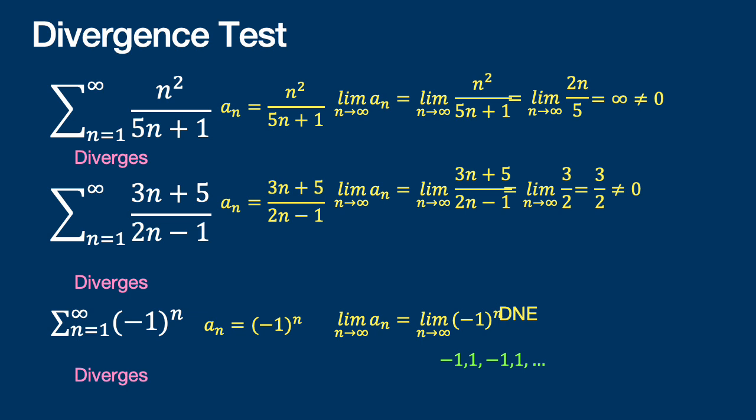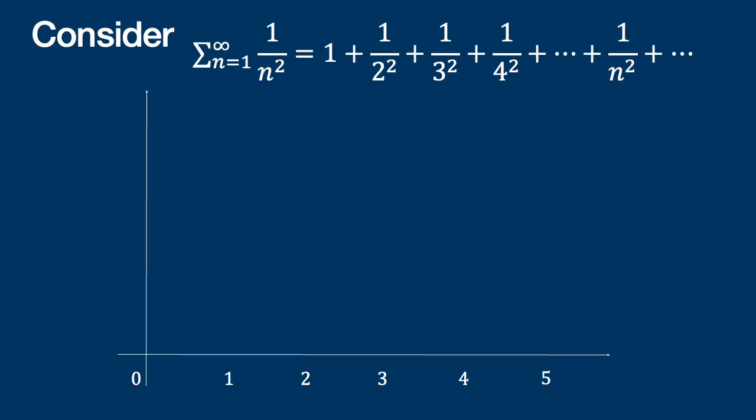So the divergence test gives the idea that the series is going to diverge if the limit of the sequence is not 0. I emphasize one more time: the limit of the sequence being 0 doesn't guarantee the series converges. We have to do another test. Now move on to another test.